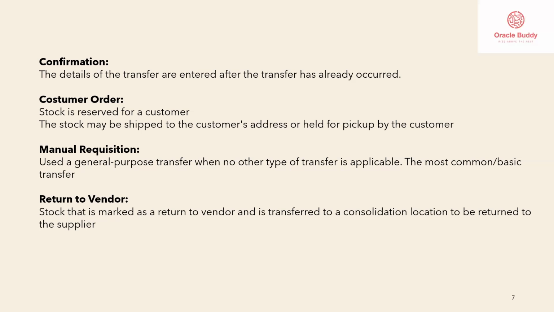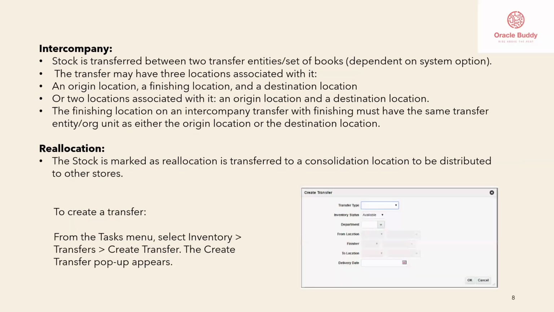Return to vendor: stock that is marked as return to vendor is transferred to a consolidation location to be returned to the supplier. And the next is an intercompany transfer. Stock is transferred between two transfer entities or sets of books, depending on the system option.